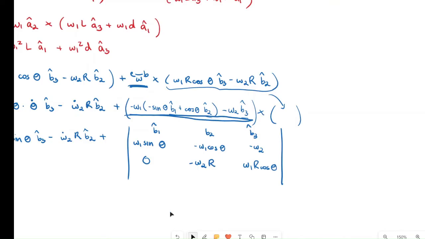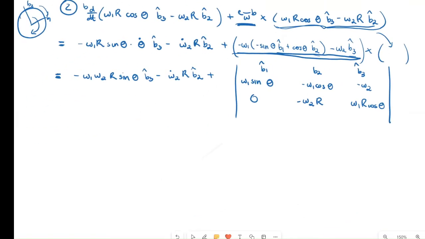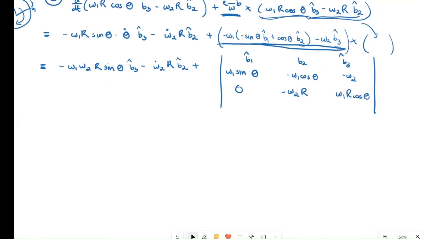Okay, so I just put the second term right here, which is what you would do to find the cross product. Okay, so this cross product ends up, so I'm going to write this here. So negative omega 1.